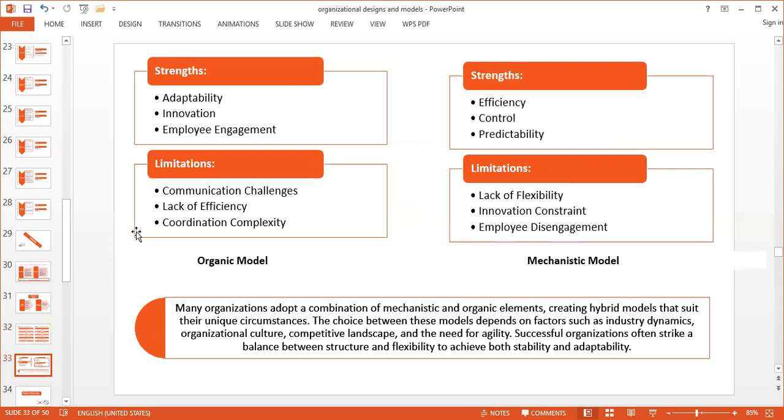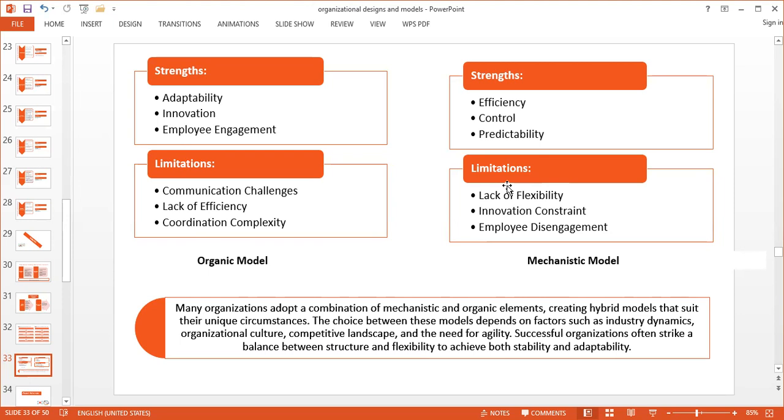Here are strengths and limitations of organic and mechanistic model. The strengths of the organic model are that it is adaptable, innovative, and promotes employee engagement, while limitations of this model are communication challenges, lack of efficiency, and coordination complexity. The strengths of the mechanistic model are efficiency, control, and predictability, while limitations of the mechanistic model are lack of flexibility, innovation constraints, and employee disengagement.